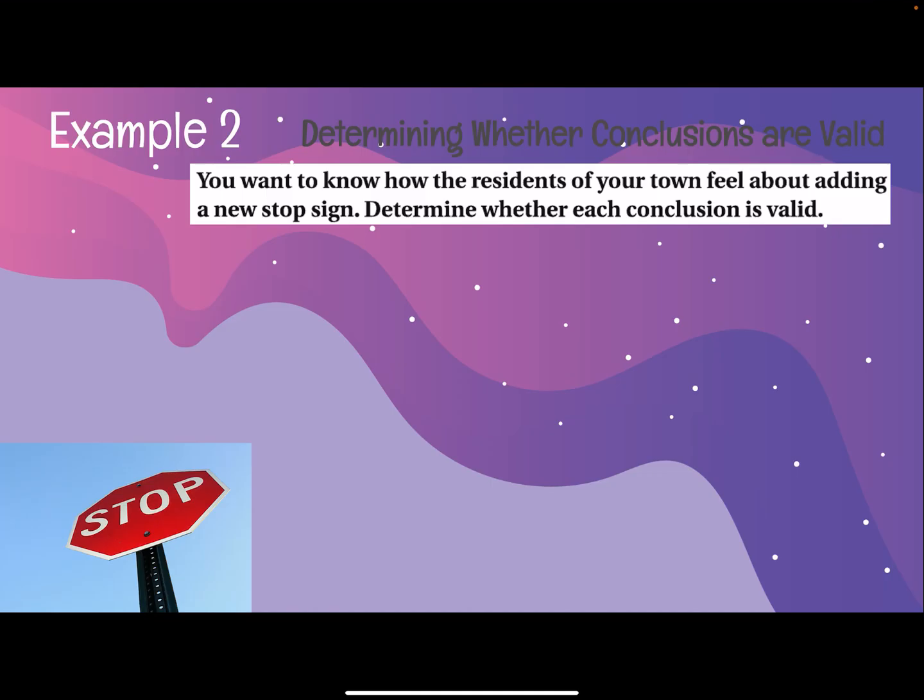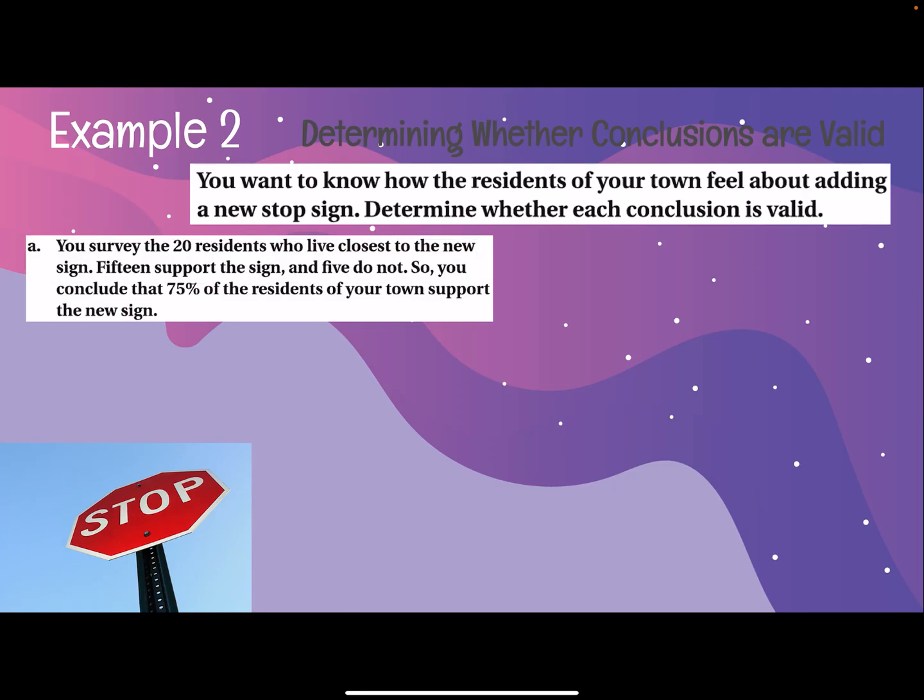Okay, example 2 says, determining whether conclusions are valid. You want to know how the residents of your town feel about adding a new stop sign. Determine whether each conclusion is valid. Part A says you survey the 20 residents who live closest to the new sign. 15 support the sign and 5 do not. So you conclude that 75% of the residents of your town support the new sign. Do you think that conclusion is valid?